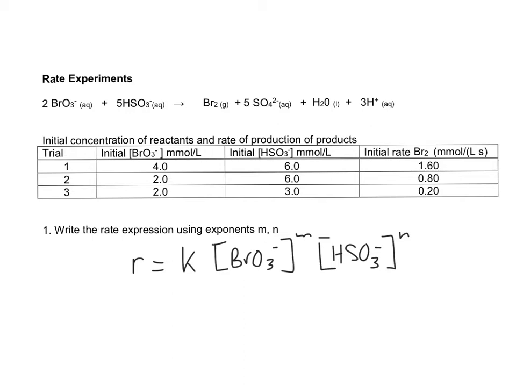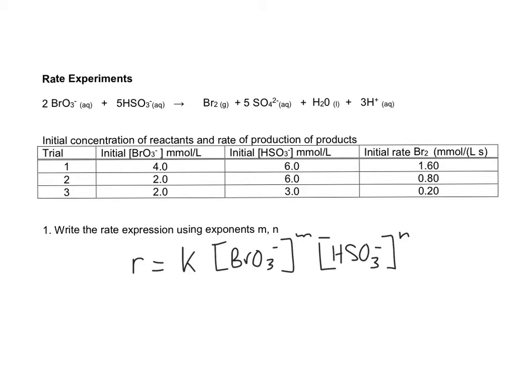So trials 2 and 3, because they're the same, will be used to figure out the effect of changing the concentration of hydrogen sulfite. If you look at hydrogen sulfite, we have the same concentration for trial 1 and trial 2. Those 2 trials will be used to figure out the effect of changing the bromate ion on the rate.